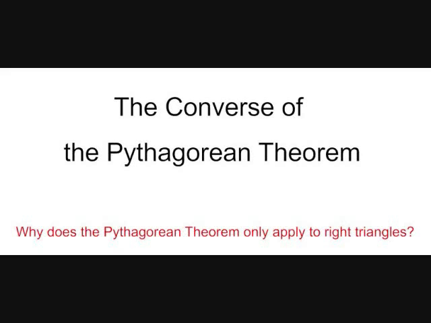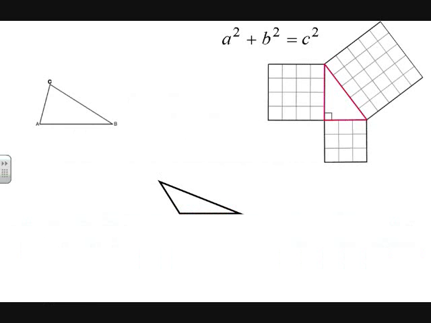Let's continue on with our investigation of the Pythagorean theorem and look at the converse of the Pythagorean theorem and ask ourselves, why does the Pythagorean theorem only apply to right triangles? So when we talk about triangles and right triangles specifically, the only other thing other than a right triangle could be an obtuse triangle, which is right here, or an acute triangle, which is here.